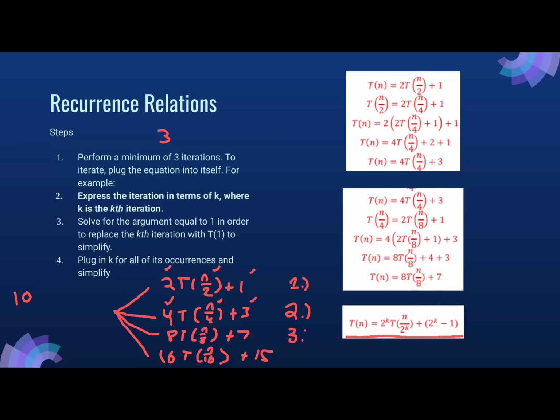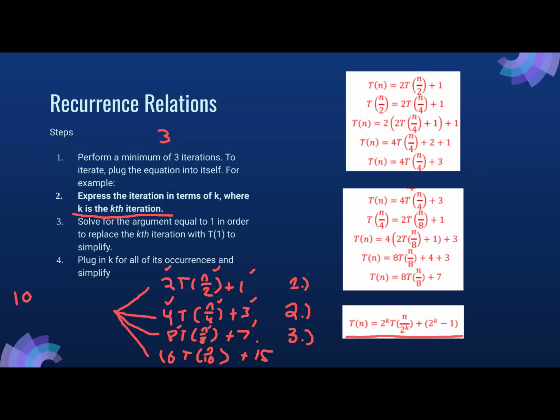Same thing. Third iteration, 2 to the 3, that's 8, correct. n over 2 to the 3, that's also 8, correct. 2 to the k, which is 2 to the 3, which is 8, minus 1, that is 7, correct. So you can go here, make sure your k is correct before you move on, because if it is not, you won't get points moving forward because you will end up solving incorrectly, right? So we have now found k for the kth iteration. We found a formula to successfully determine that.